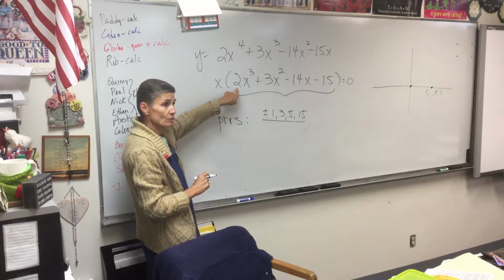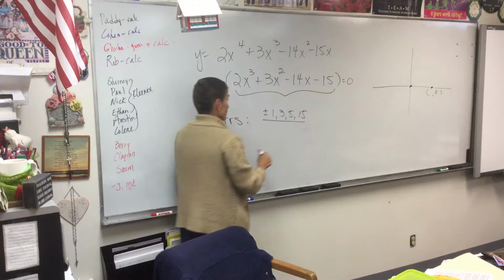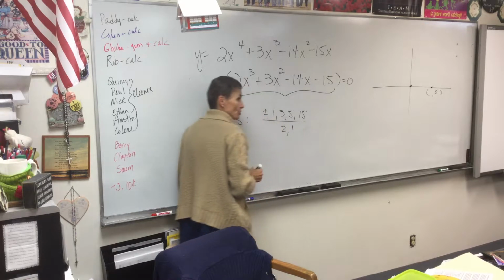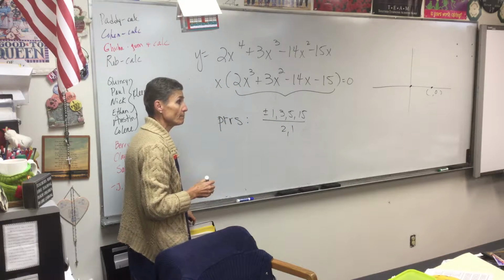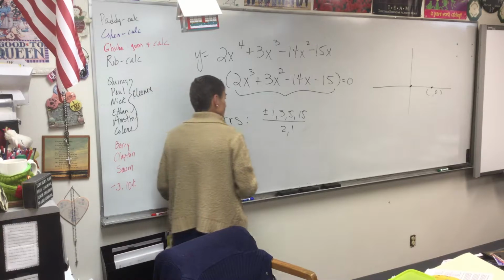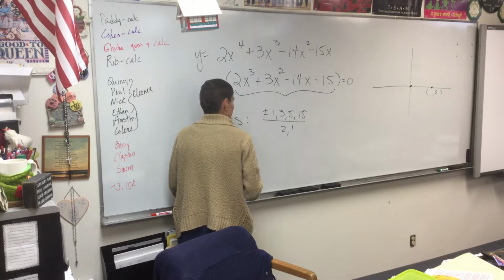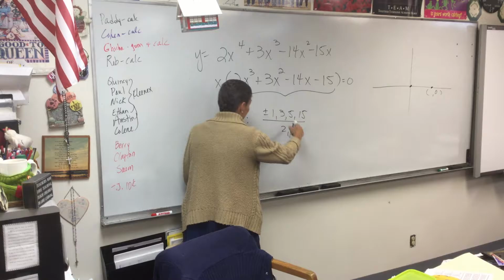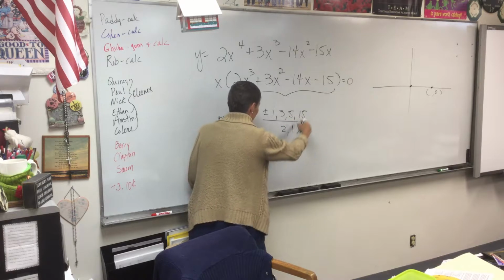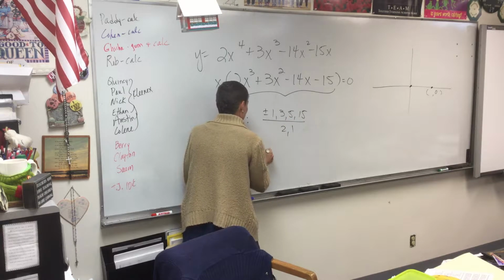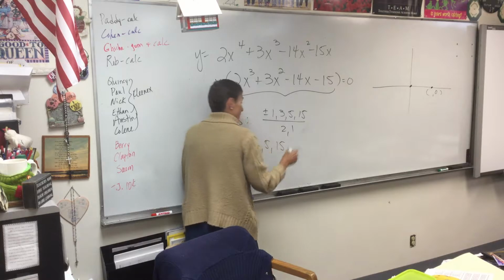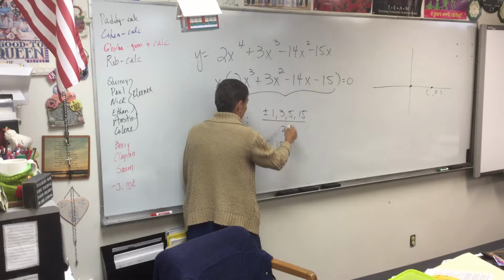Over the factors of 2, which would be plus or minus 2 and 1. So if I wrote these out in a list form, it is 1 over 1, 3 over 1, 5 over 1, 15 over 1. So 1, 3, 5, and 15. But then it's also 1 over 2, 3 over 2, 5 over 2, 15 over 2.